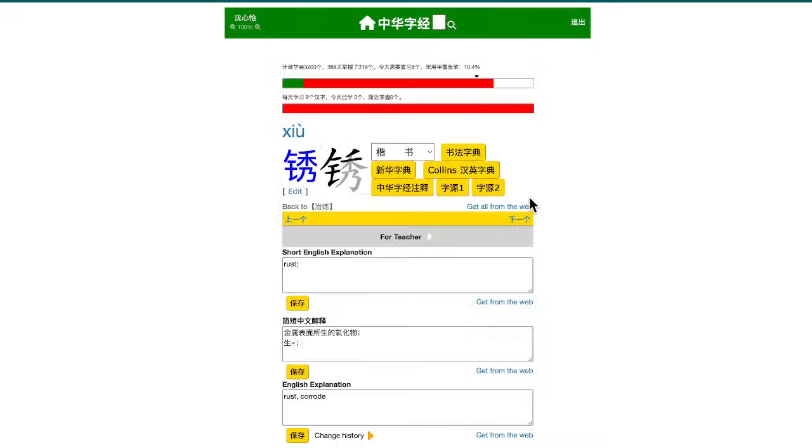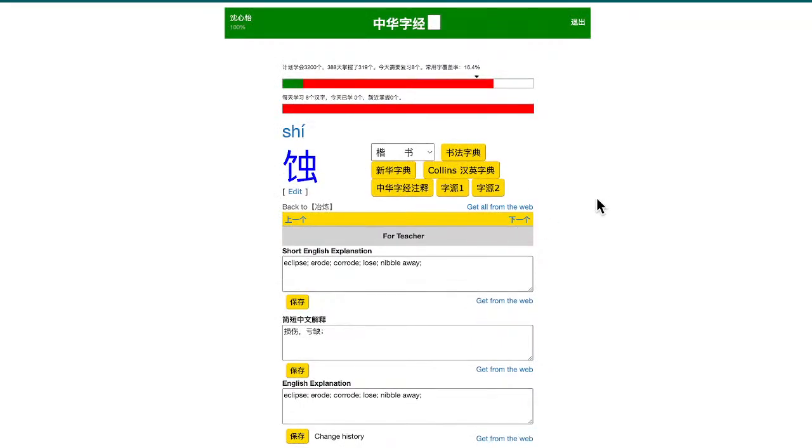Let's take a look at that. This one on the right hand side is the character of 锈. Now 锈 has the meaning of plant flowering, a plant blossoming, 开花. Why is that? Because with metal rust, it feels like the metal gets flowers and blossoms. So this is 锈.